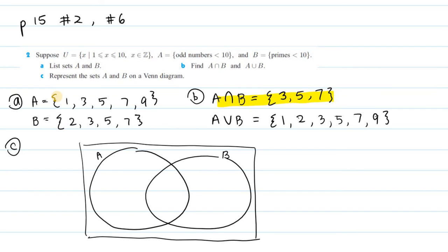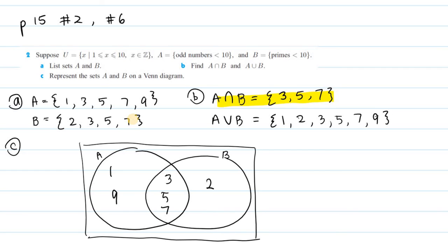So let's start with the overlap. So the overlapping area is 3, 5, and 7. Then I'm going to go back to my list of values of A, and anything that I haven't written yet, I'm going to put in A. So that's a 1 and a 9. Then let's go to B. Anything that I haven't written already in the overlapping area goes in B, so that's a 2.